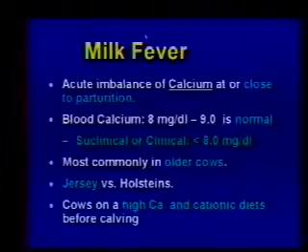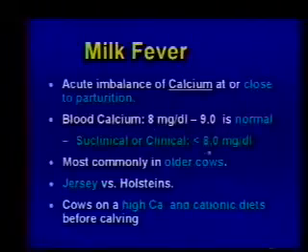It's an acute milk fever. It's an acute imbalance of calcium at or close to parturition. Normally in dairy cattle, blood calcium is anywhere from 8 milligrams per deciliter to 9 milligrams. Some textbooks go a little bit higher than that. We start having a problem when the calcium concentration gets below 8.